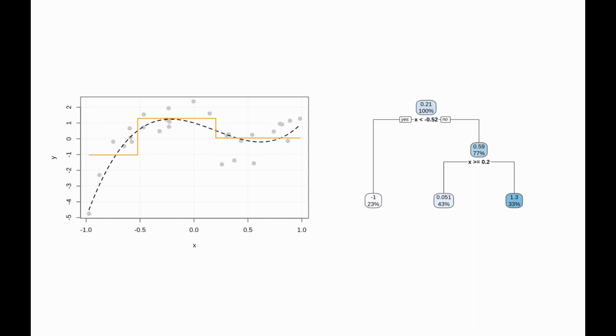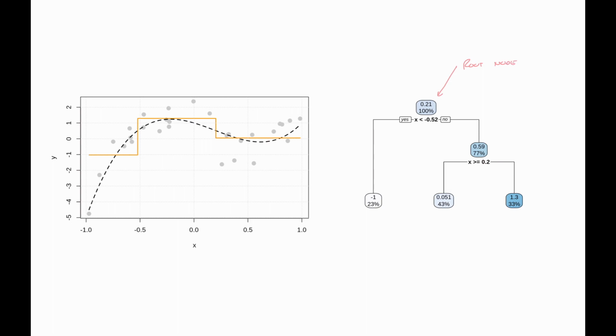So what I have here are two ways of representing a tree fit to this data set. Here I have some data with my gray points. The dashed black curve is the true mean function, and the orange is from when I used this rpart function in R and fit a tree to this data. And this is the estimated mean function from that fitted tree. So here is what we would call the root node.